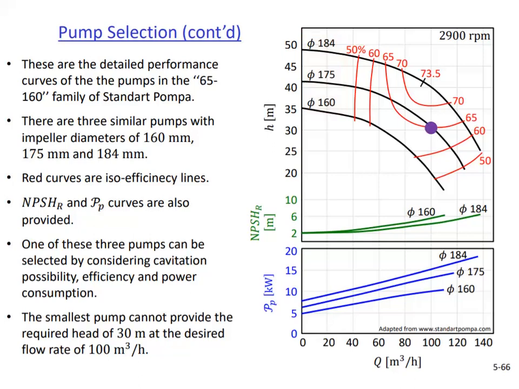Our operating point of 100 cubic meters per hour flow rate and 30 meters head is shown with the purple dot. Looks like that 175 millimeter option can provide it. The red curves are the efficiency contour lines. Each red curve corresponds to a different efficiency value. Our operating point is on the 65% efficiency contour. This pump family can provide a maximum efficiency of 73.5%, but it can be obtained if the largest impeller is used.